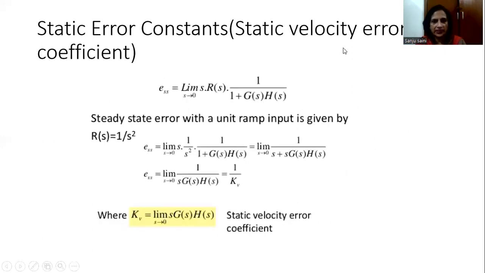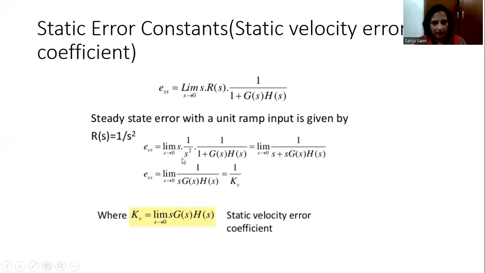Then we have the static velocity error constant. We have already calculated that steady state error is represented by this expression. Now let us consider a unit ramp input. So R(s) will be equal to 1 by s square. We just substitute the value of R(s) over here. So steady state error will be equal to s into 1 by s square, and the plant remains the same. So it will become equal to the limit of 1 divided by this. Here one s will get cancelled.